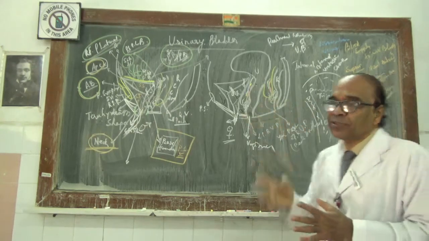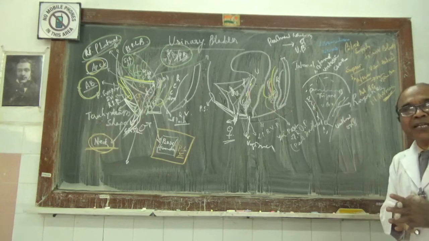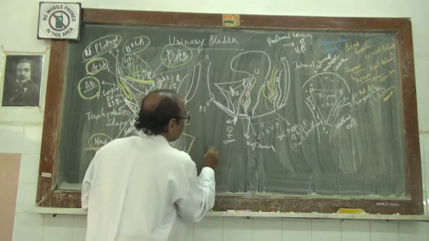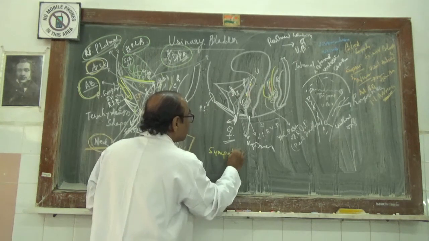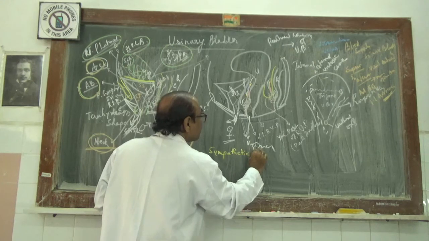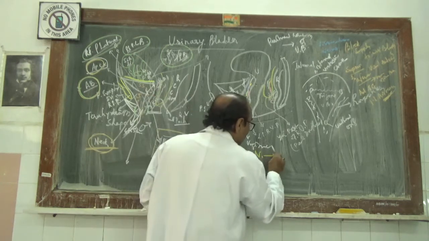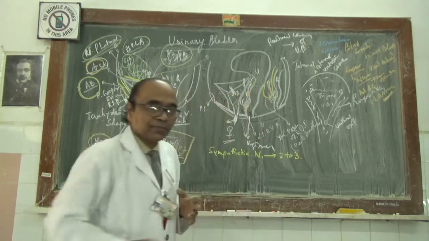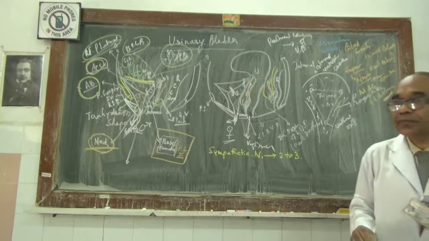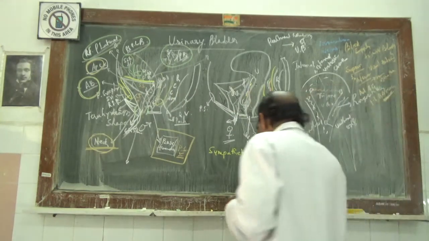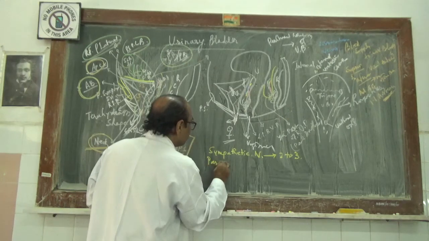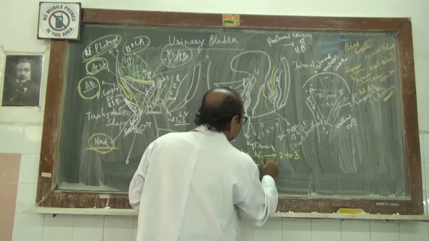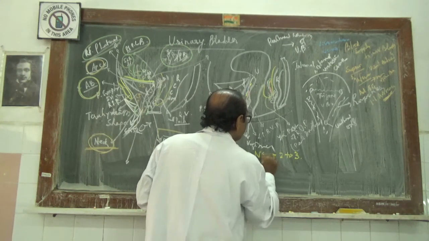Now what is the nerve supply for this? Nerve supply for the urinary bladder is by two ways. One is the sympathetic and another is the parasympathetic. Sympathetic is by the second to fourth sacral spinal segments. But coming to the parasympathetic, it is by the vagus nerve supply.